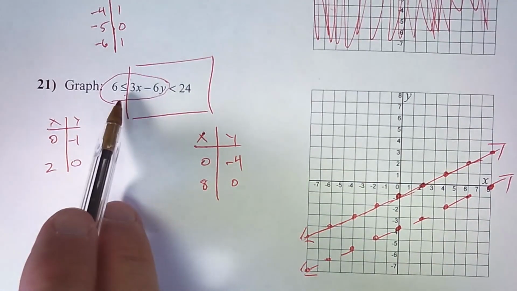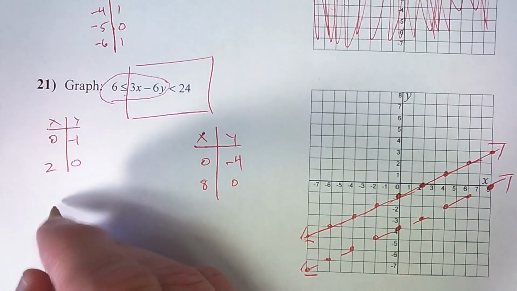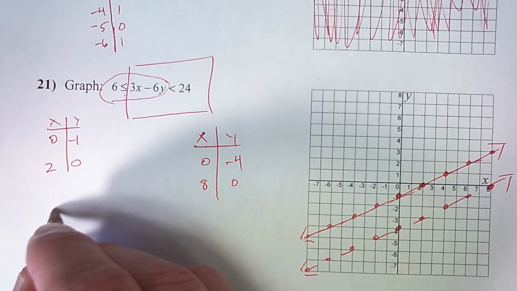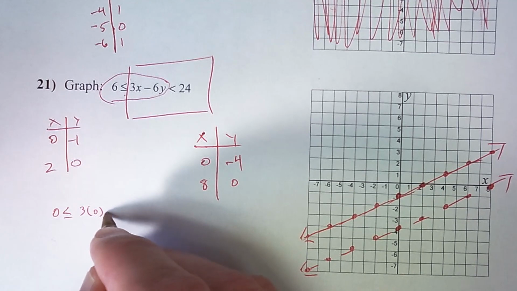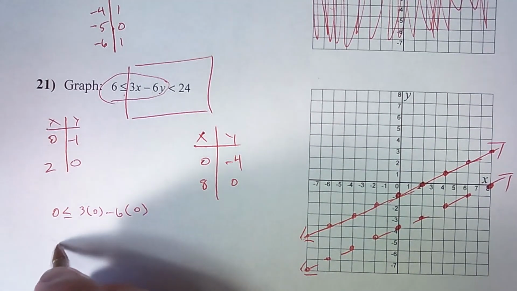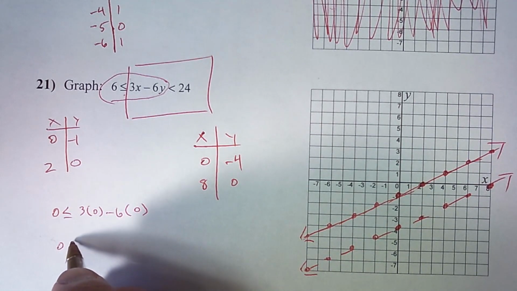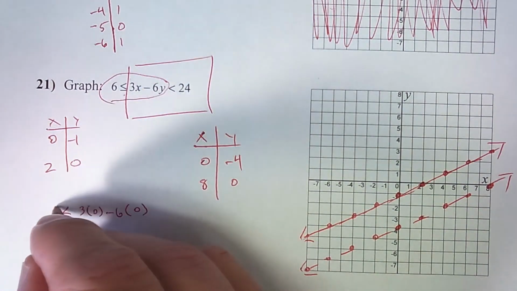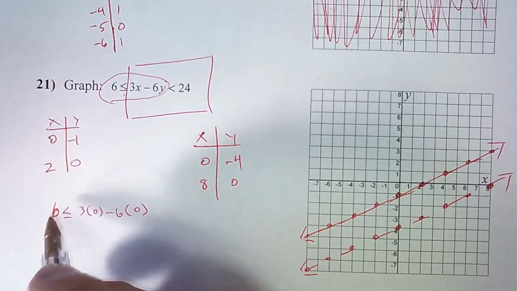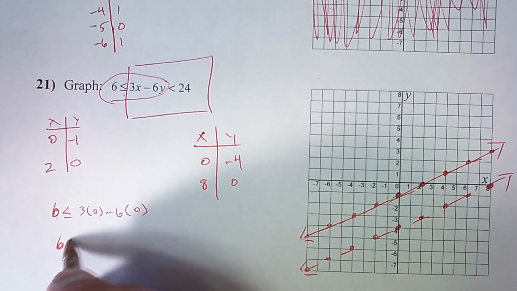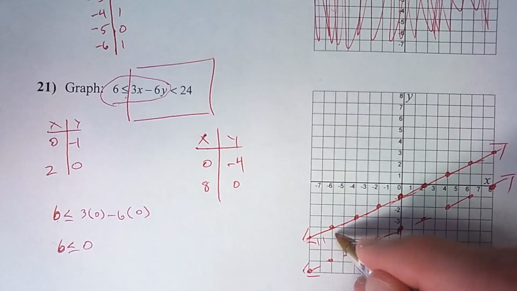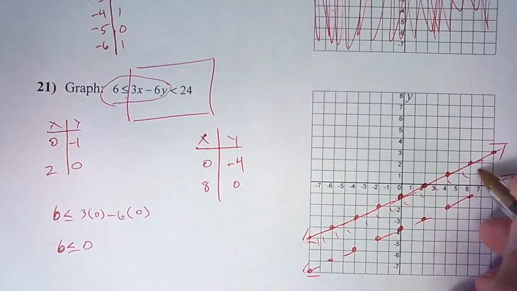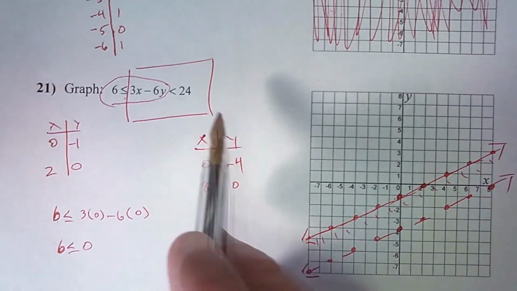Okay, now for this first line, if I put in zeros, so I'm testing the origin, 0 is less than or equal to 3 times 0 minus 6 times 0. So that's 0 is less than or equal to, sorry, that shouldn't be a 0, that should be a 6. 6 is less than or equal to 0, and that's not true. So this one wants to shade this direction away from the origin.